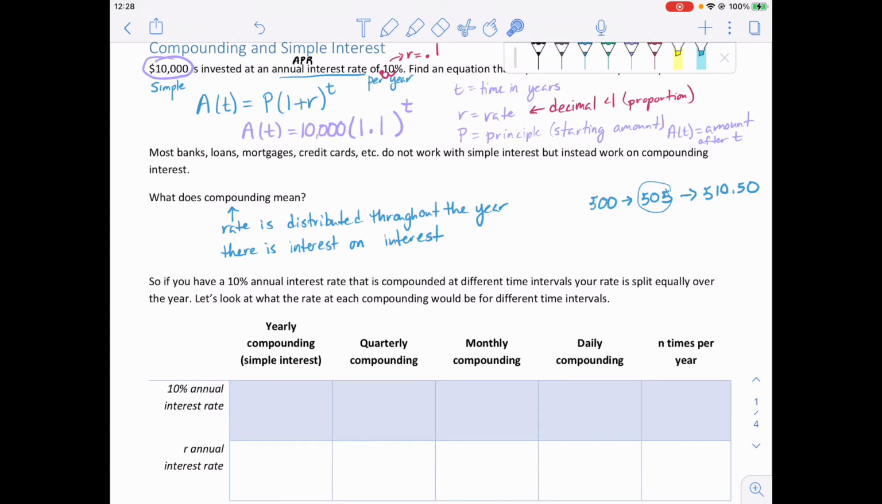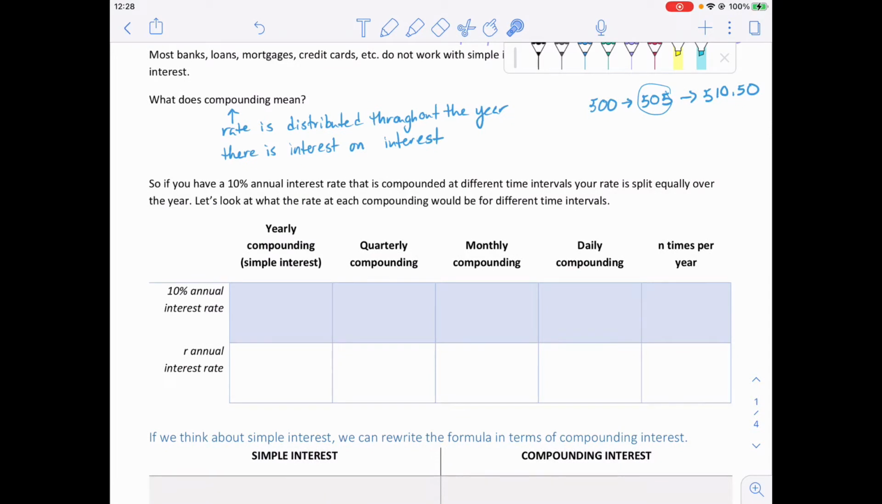Okay. So what if we compound at different time intervals, and our rate is split? What is that going to look like? What's our rate actually going to be at our different time intervals? Well, if we have 10% yearly, each time we compound it's 10% or 0.1. So these are our R's. If it's quarterly, quarterly is 4 times, so it's going to be R divided by 4 each time because we distribute our rate across the year. So we distribute that 10% to the 4 times at 0.025. That's our interest rate at each instance.